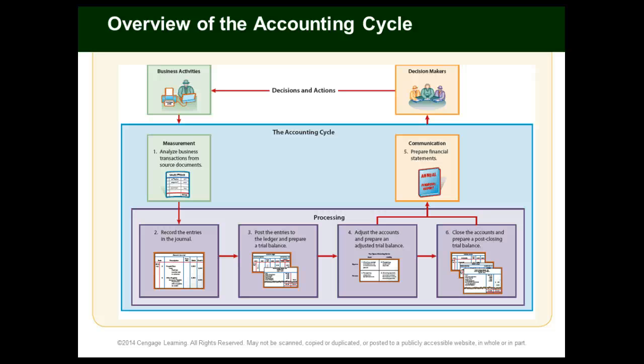After we record them, we're going to post those entries to a ledger. After we post them, we're going to create a trial balance. Then we might have to do some adjustments. Then we'll prepare financial statements. Those financial statements ultimately go to the decision maker up here. And then at the end of the period, we close out the accounts and prepare a post-closing trial balance to start again. This is the accounting cycle.